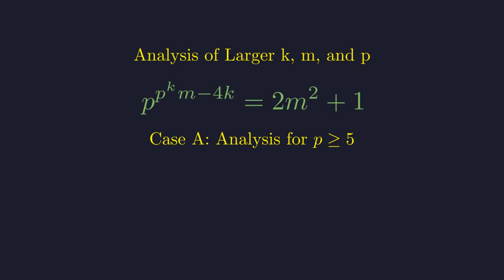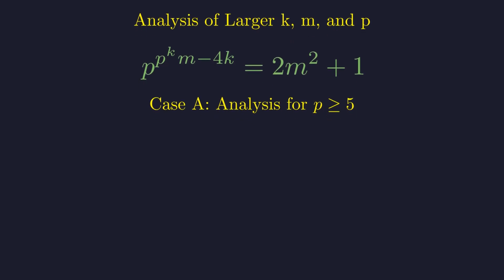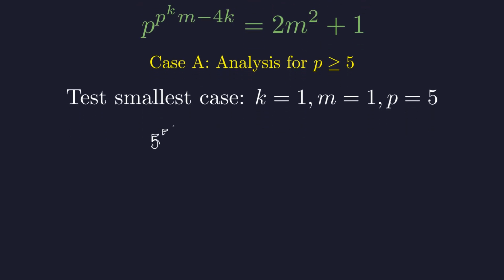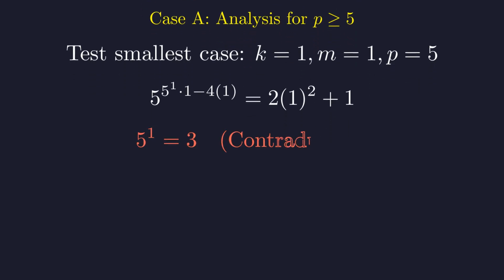First, let's analyze the case where p is a prime greater than or equal to 5. Let's test the smallest possible values. k equals 1, m equals 1, and p equals 5. Substituting these values into our equation gives this. This simplifies to 5 equals 3, a clear contradiction. For any larger values of p, k, or m, the exponential left side will be even larger. Therefore, no solutions exist for p greater than or equal to 5.